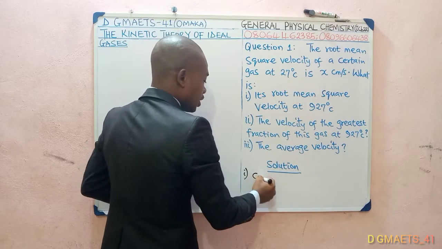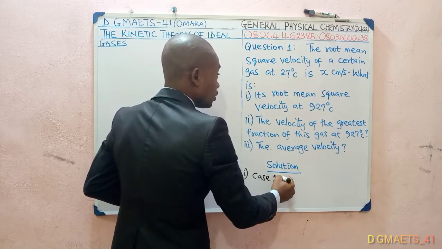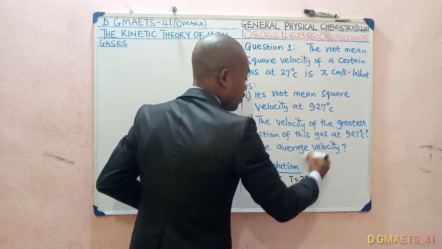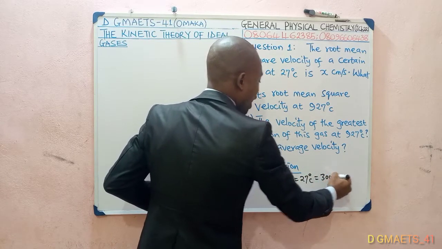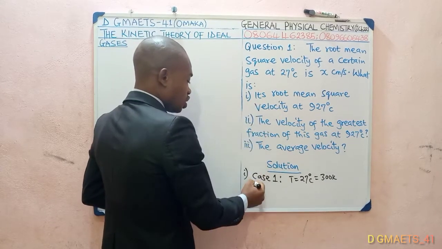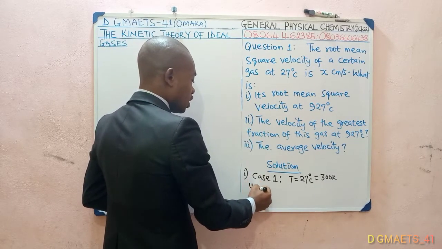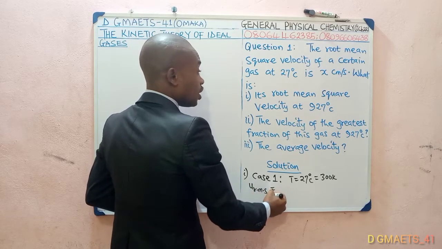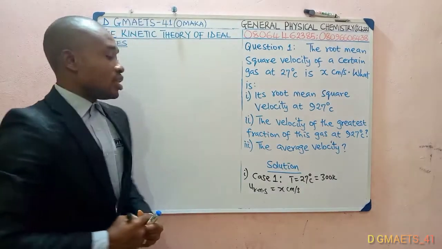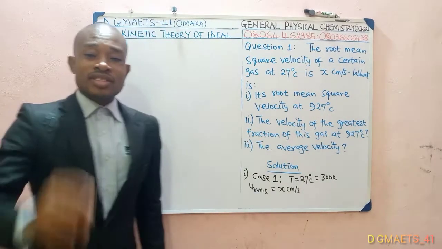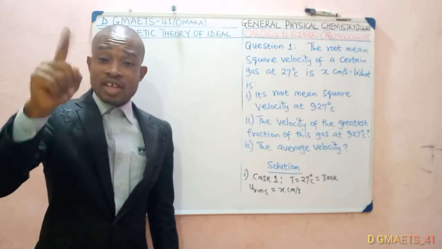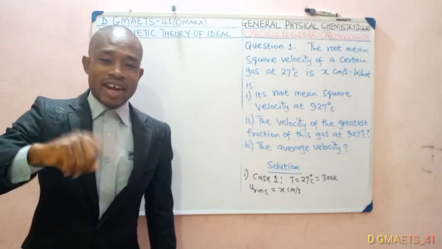We have case 1 there. Case 1: we're given temperature to be 27 degrees centigrade, which converts to 300 Kelvin if you add 273 to it. Then under that condition, the root mean square velocity is equal to x centimeter per second. That is case 1. Now, thinking about the root mean square velocity formula, it is given as the square root of 3RT all over capital M.